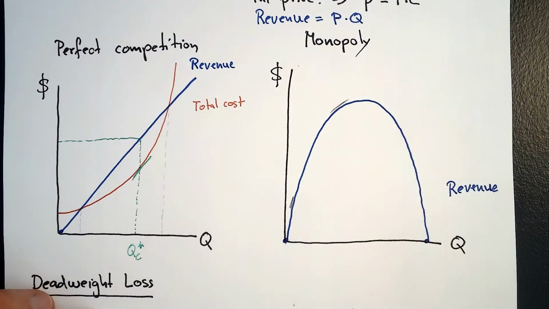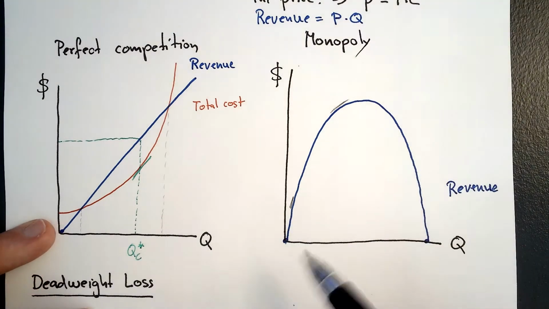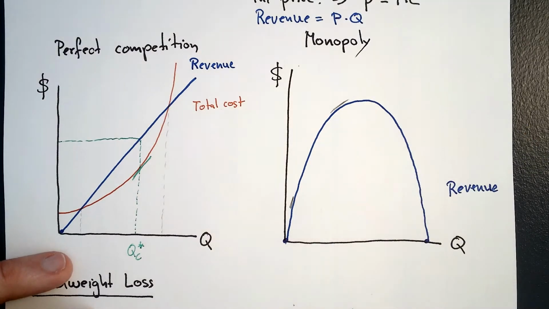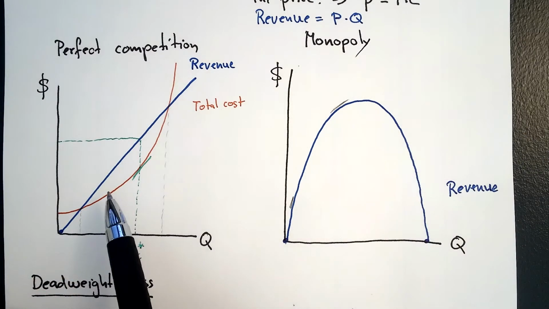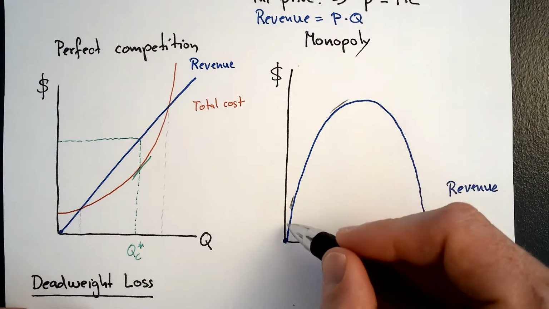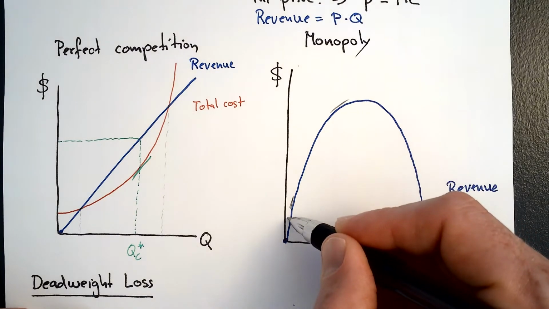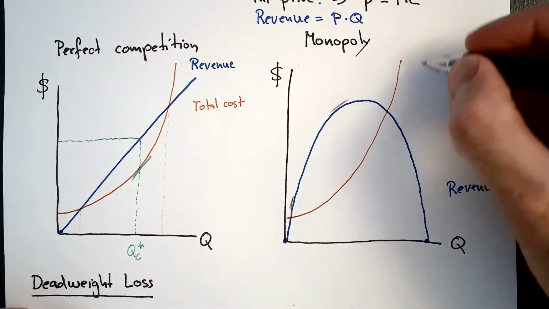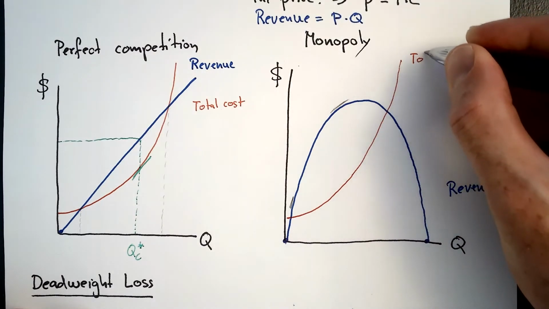But it turns out that in order to maximize profit, the monopolist is also going to set marginal revenue equal to the marginal cost. So let's assume that the monopolist has a similar total cost function to the perfectly competitive market. We are just drawing it somewhere like this. And so this represents total cost.